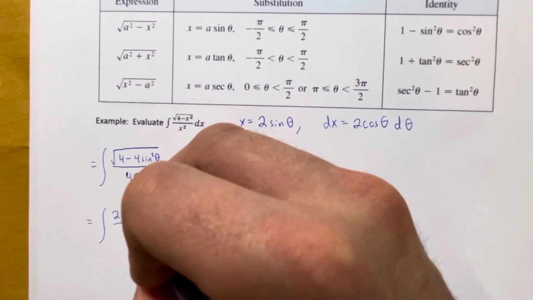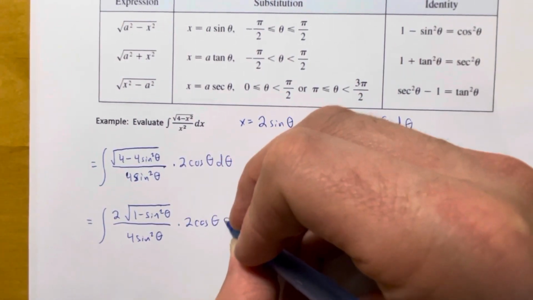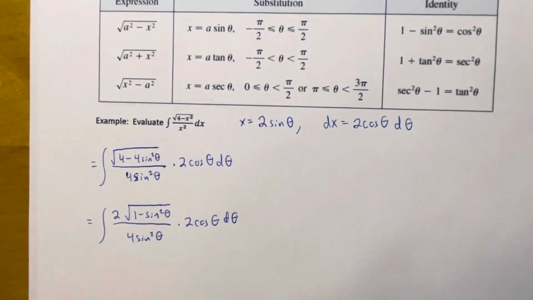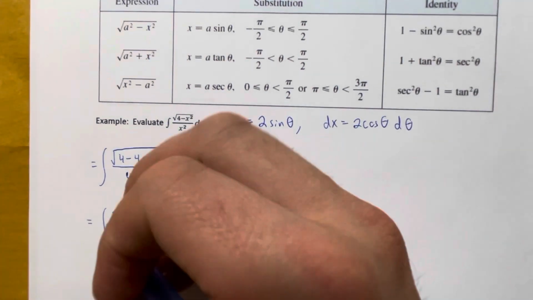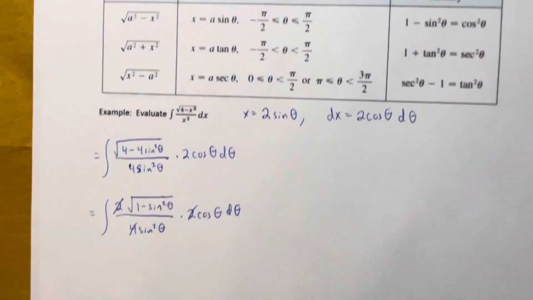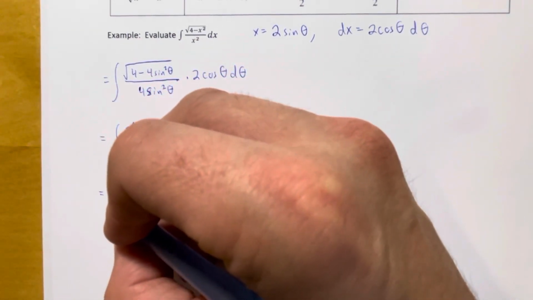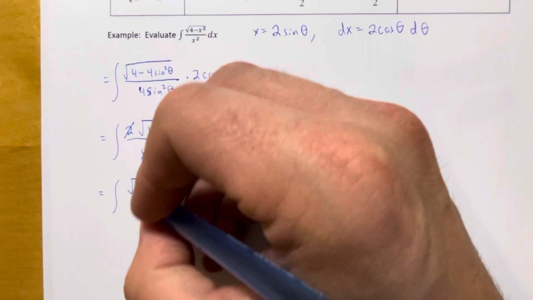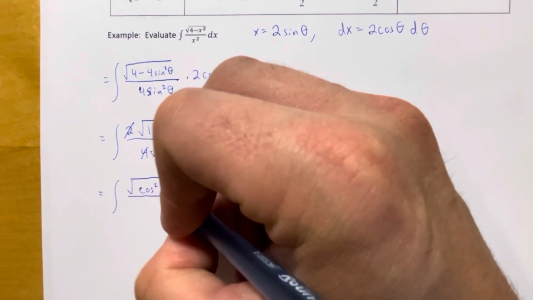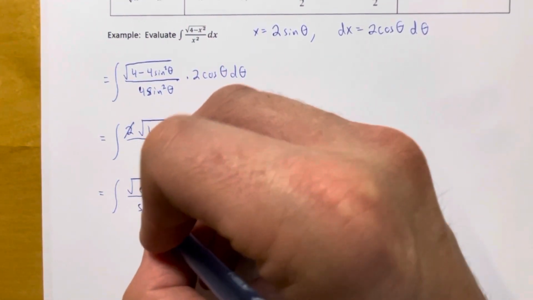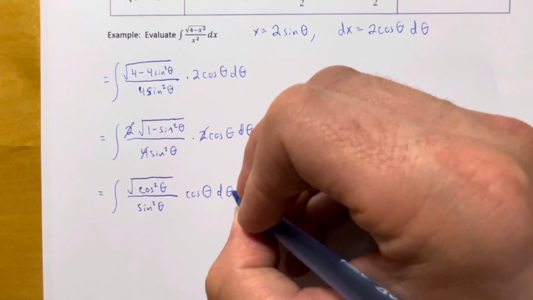I still have 4 sine squared of theta, and I still have times 2 cosine of theta d theta right here. Notice a few things cancel out. I have 2 times 2, which is 4, divided by that 4. I can eliminate all of that, which is cool. But then I also have 1 minus sine squared, and that's under a radical. So I'm taking the square root of what becomes cosine squared of theta right there. Still have a sine squared of theta here, still have cosine of theta d theta here.